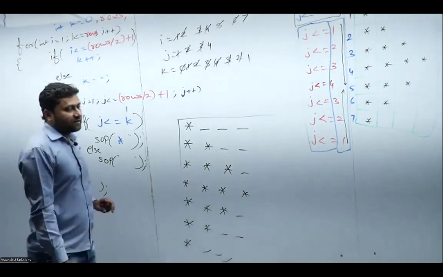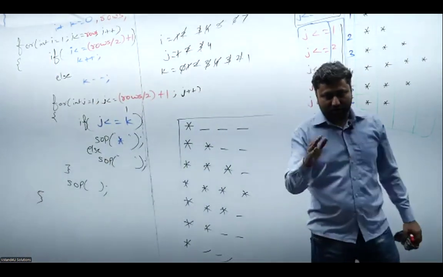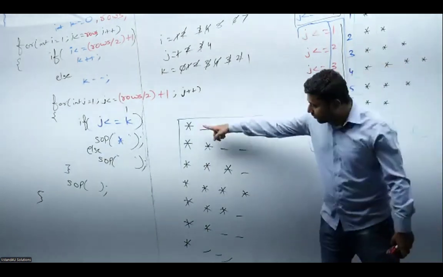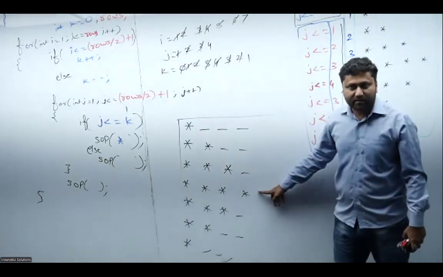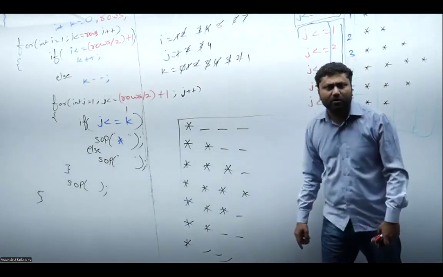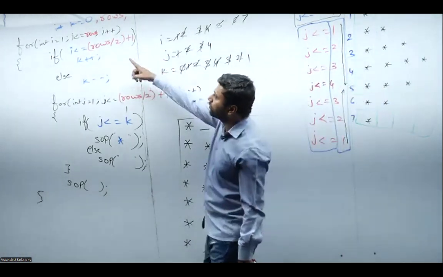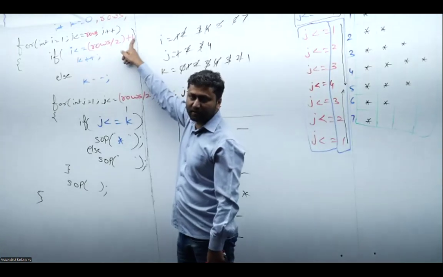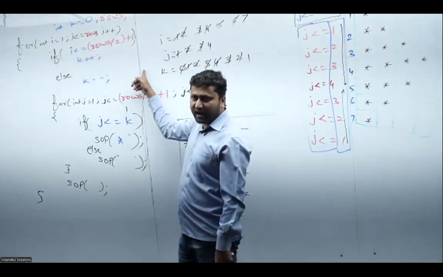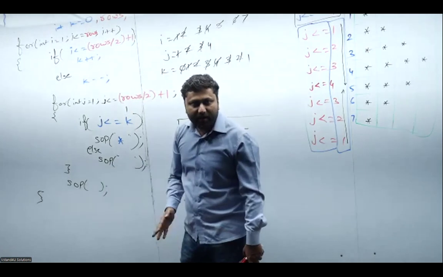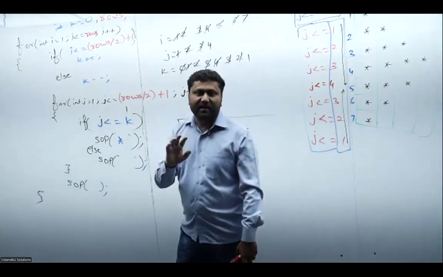The funda is simple, sir. If I give the number of rows as 7, you go till 4 increasing, then decreasing. Yes or no? If rows are 5, apply 5 by 2, which is 2.5, plus 1. So till 3 you will increment. After 4, 5 you will decrement. Agree? Am I right?